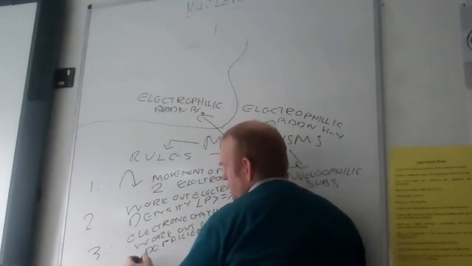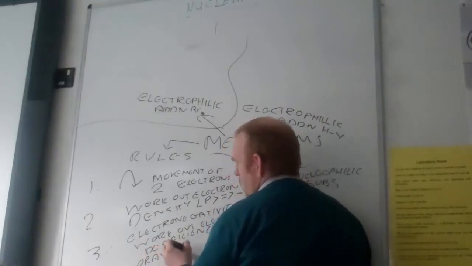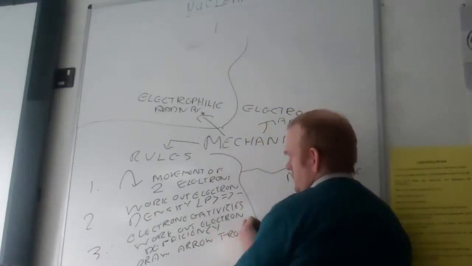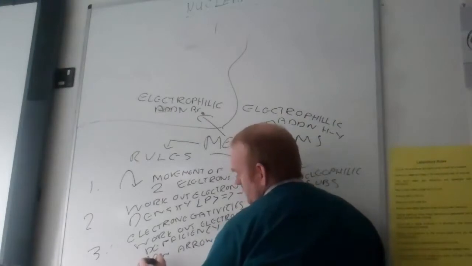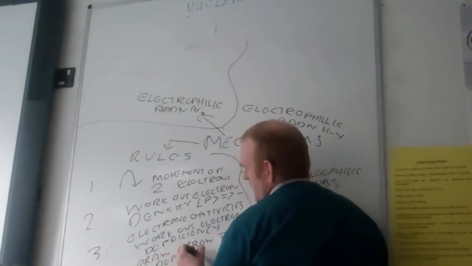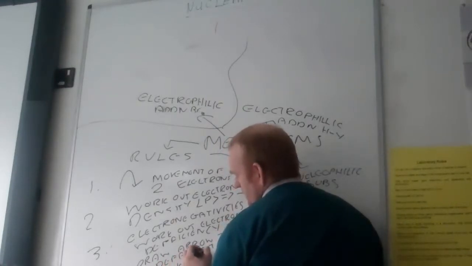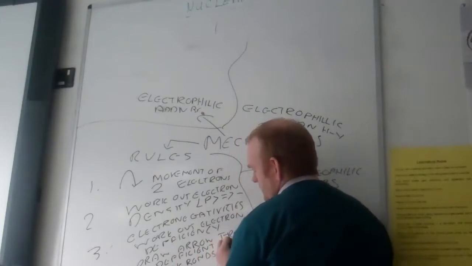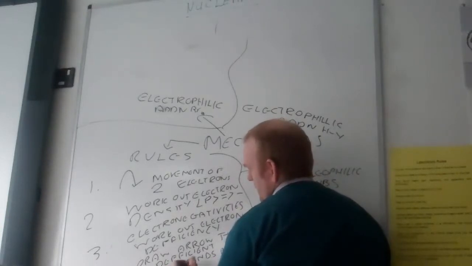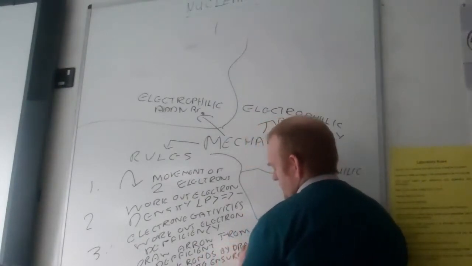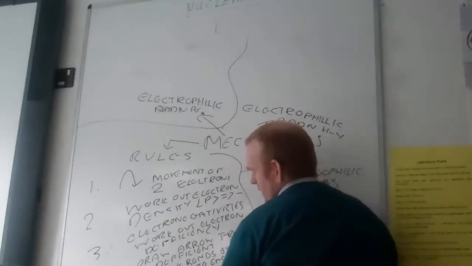My fourth rule is I draw an arrow from the dense region to the deficient region. Fifth, I break bonds by drawing arrows to ensure stability of compounds. And then finally I repeat the process.